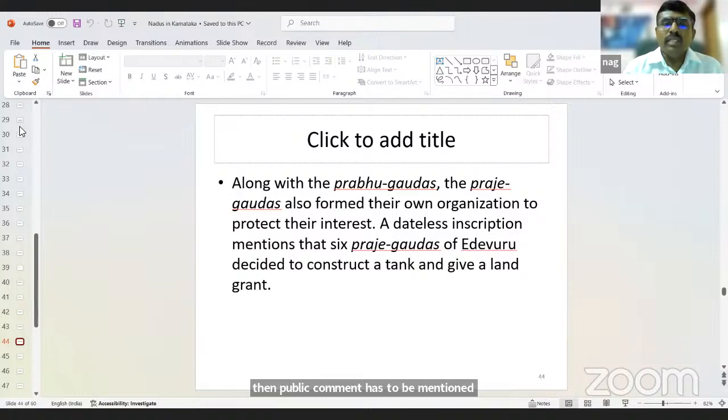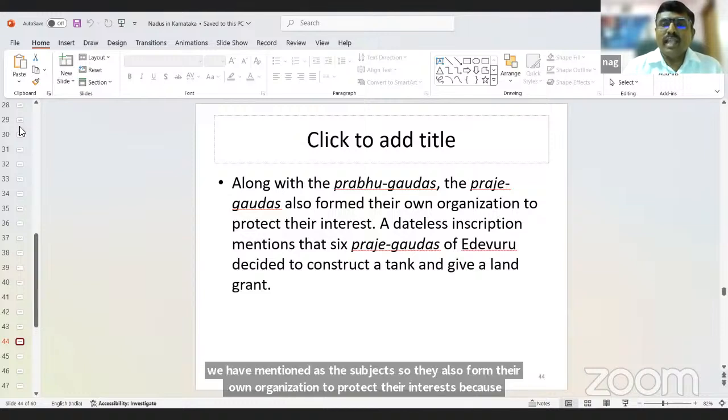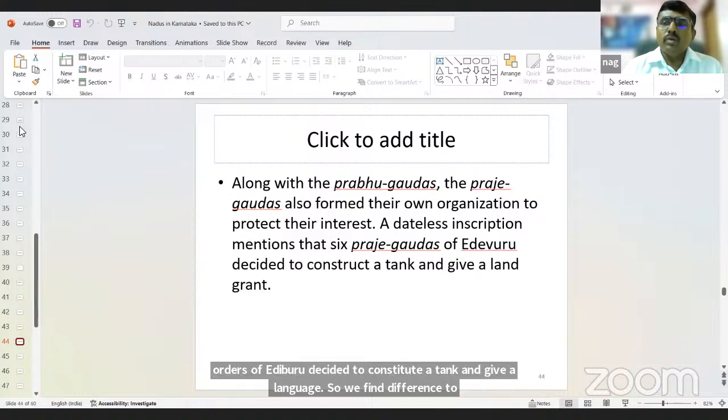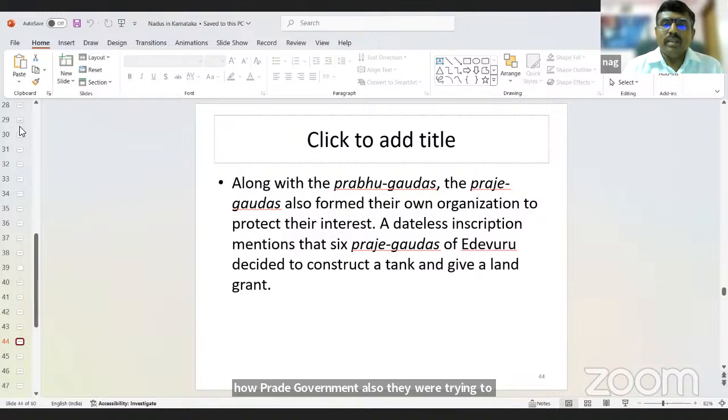Praja Kamundas are, as we have mentioned, the subjects. They also formed their own organization to protect their interest, just as Prabhu Kamundas had their own organization. Prabhu Kamundas are the large landlords, and Praja Kamundas are small landlords, we can say. A dateless inscription mentions six Prajagaudas of Eduguru who decided to construct a tank and give a land grant. So we find reference to how Prajagaudas were also trying to protect their interest in the Nadus, the Urs and those regions. So there are Prabhu Gaudas and there are Prajagaudas, and both were trying to assert their importance.